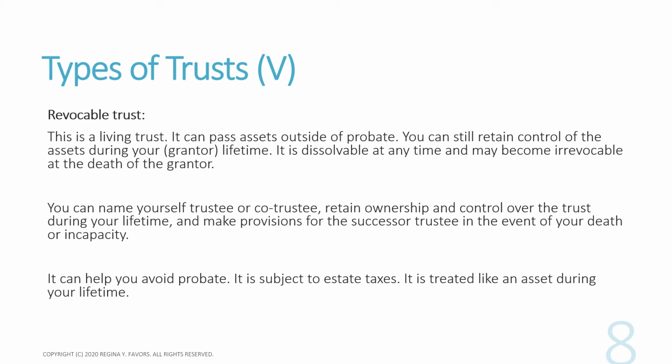And then let's look at revocable. This is a living trust. It can pass assets outside of probate, meaning that it doesn't have to go through probate. You can still retain control of the assets during your lifetime, you or the grantor. It is dissolvable at any time and may become irrevocable at the death of the grantor. You can name yourself trustee or co-trustee, retain ownership and control over the trust during your lifetime, and make provisions for the successor trustee in the event of your death or incapacity. It can help you avoid probate. It is subject to estate taxes. It is treated like an asset during your lifetime.